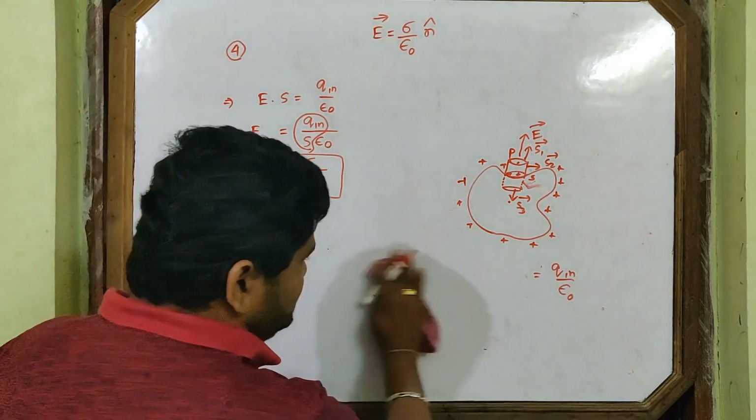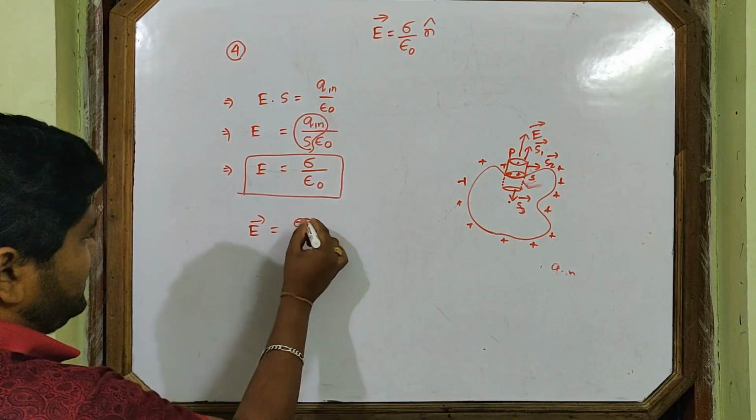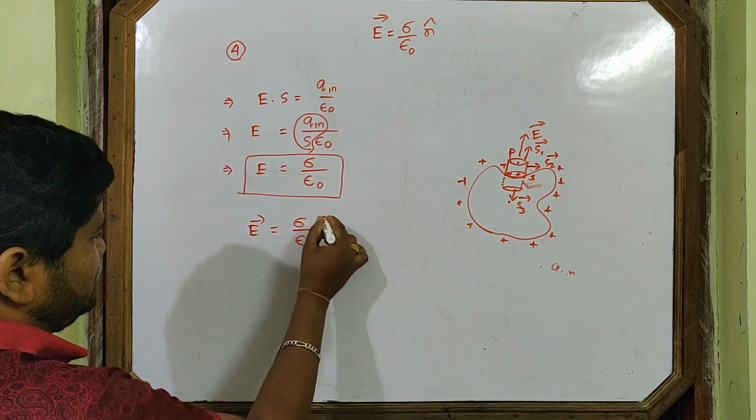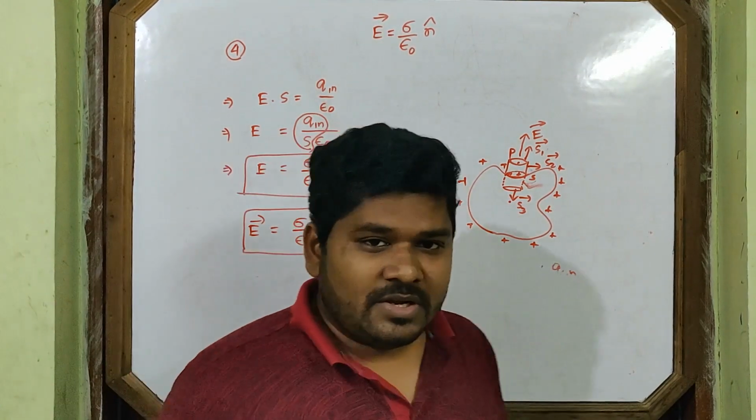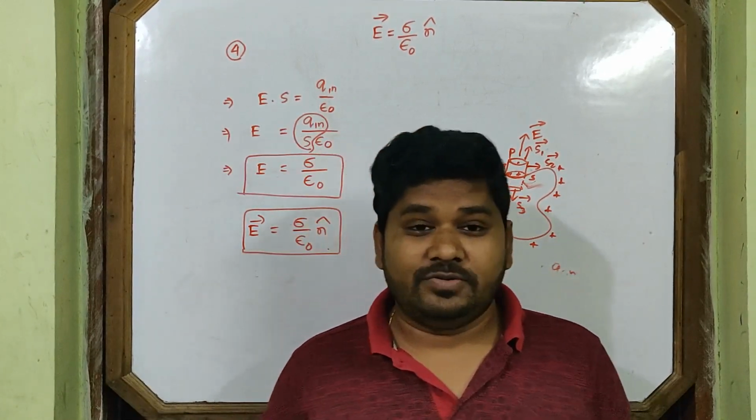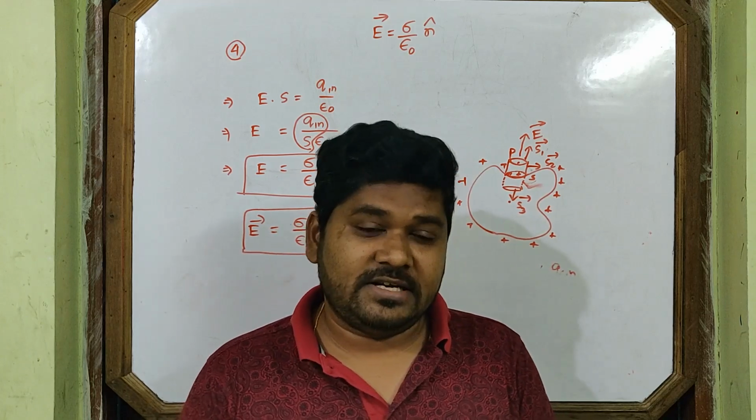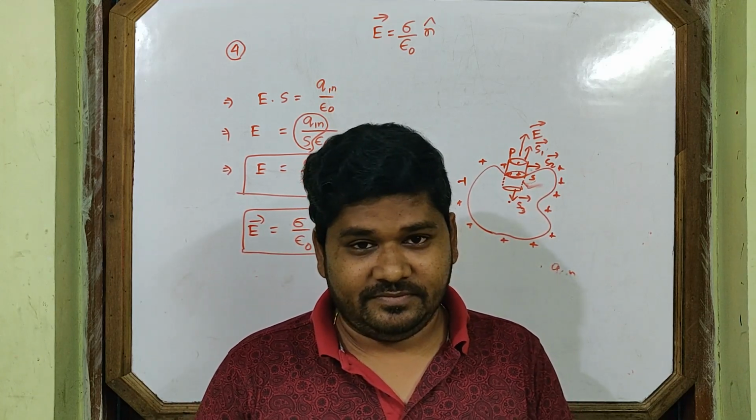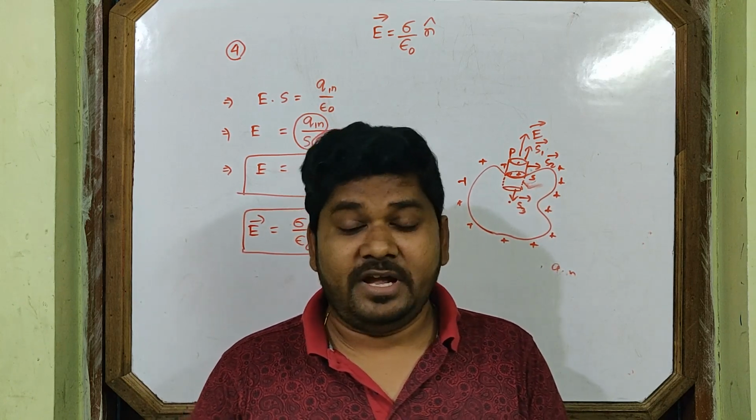We will face this question as a 2 marks prove in your exams. Also you can write in vector form. E vector equals sigma by epsilon naught, which cap? N cap. Where n cap is perpendicular to the plane in the outward direction if it is positive charge, inward direction if it is negative charge. So this is about the electric field just outside the surface of a conductor.